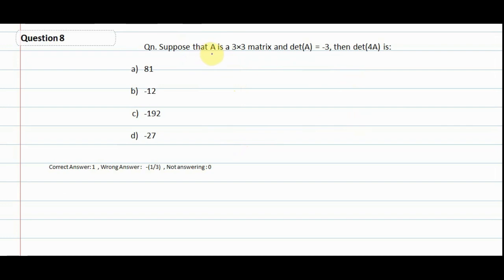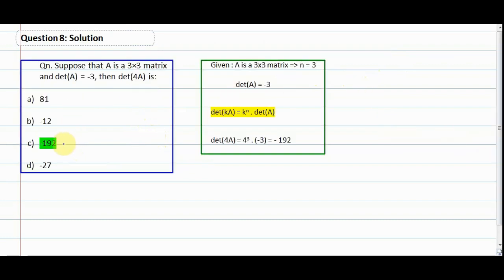Suppose that A is a 3 by 3 matrix and determinant of A is equal to minus 3. Then determinant of 4A is, option A says 81, option B says minus 12, option C says minus 192, and option D says minus 27. So you may pause the video and try to solve this by yourself. Okay, now if you have the answer with you, you may check the answer. Here the right answer is minus 192.